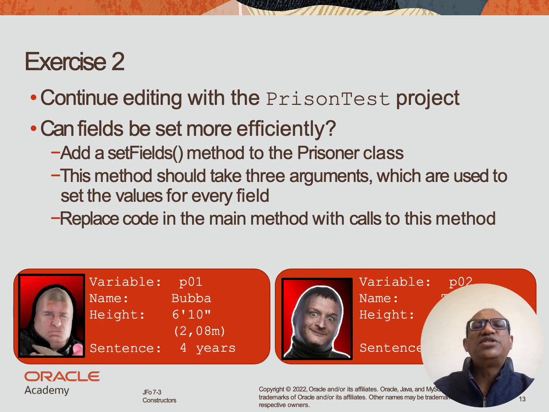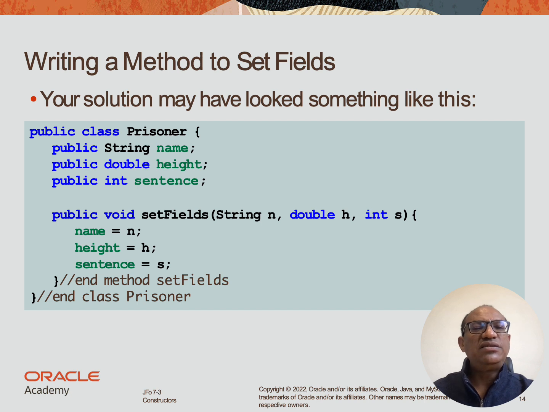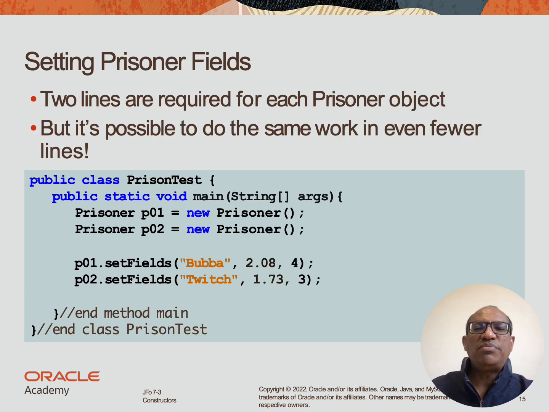In exercise 2, let's improve this. In your prisoner class, add a method called setFields that accepts 3 arguments, a string, a double, and an int, and sets the object's fields in one go. That method might look like this. Now we've consolidated 3 lines into one. Now back in your main method, 2 lines in total, much cleaner than before.